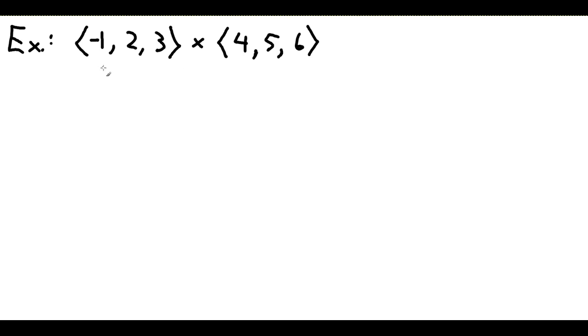So I took 1, 2, 3, 4, 5, 6, and just for fun, made the first component here negative, so that we have a negative entry floating around, and you can see certain places where you have to be careful about signs. So let's suppose we have this cross product of these two vectors, negative 1, 2, 3, crossed with 4, 5, 6, and we want to compute that.